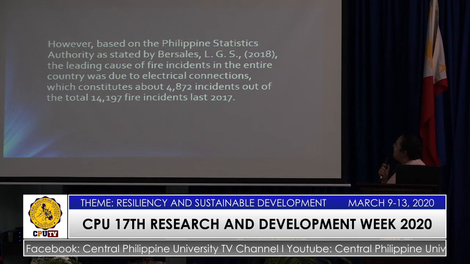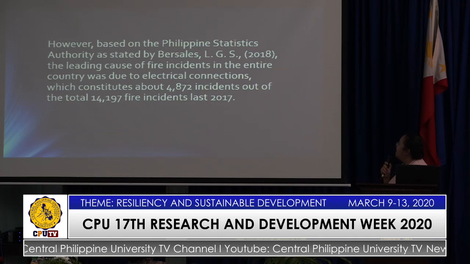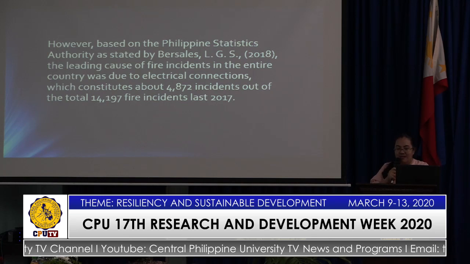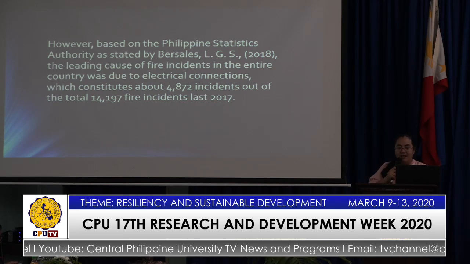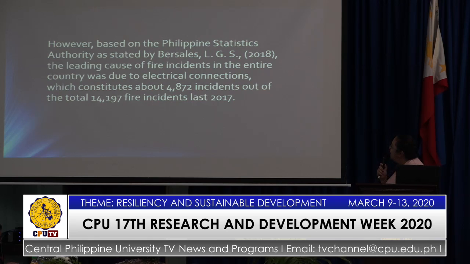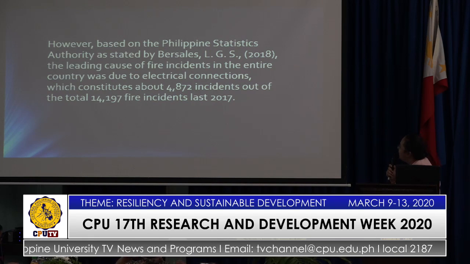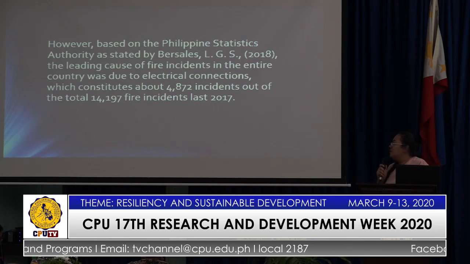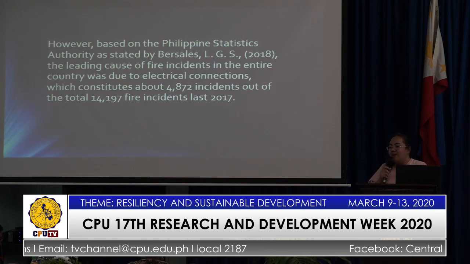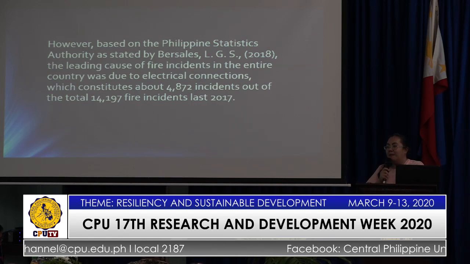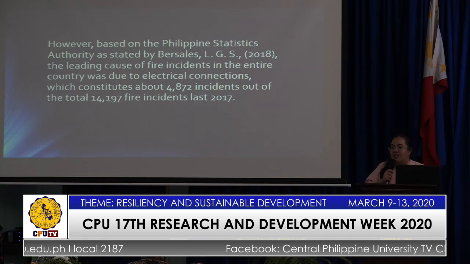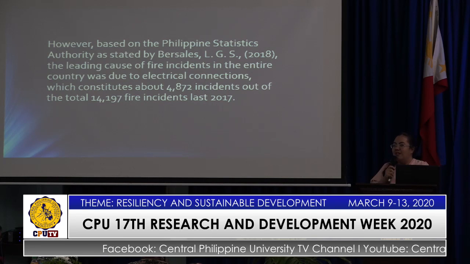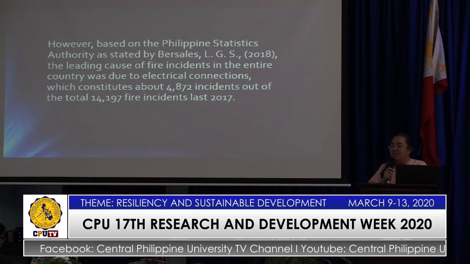Based on the statistics from the Bureau of Fire Protection, from 2018, the leading cause of fire incidents in the entire country, that is for the Philippines, is electrical connection, which constitutes about 4,872 incidents out of 14,197 fire incidents in 2017. So it means that more often than not, when we hear that there is a fire, the first suspect is usually faulty electrical connections.